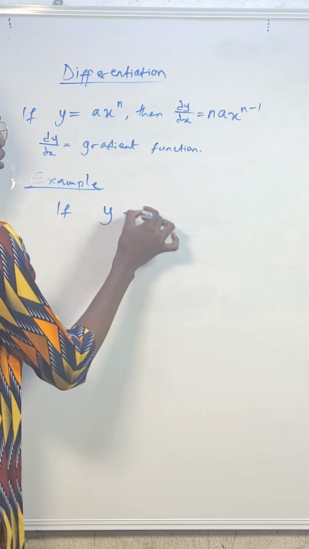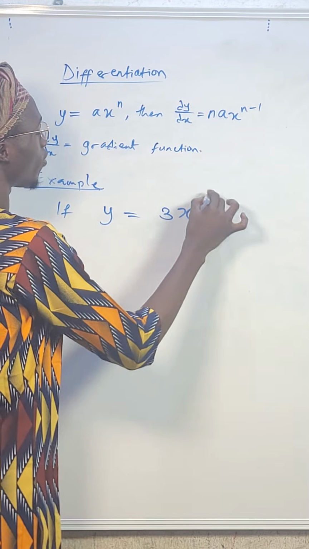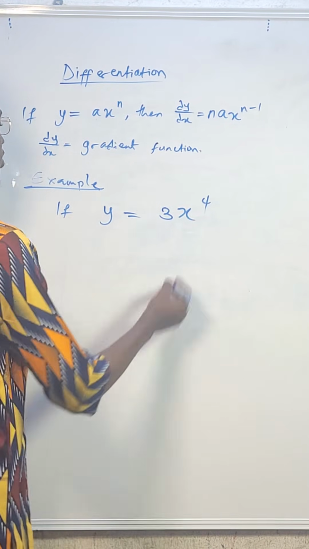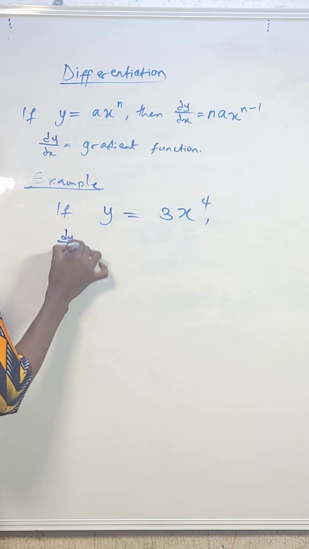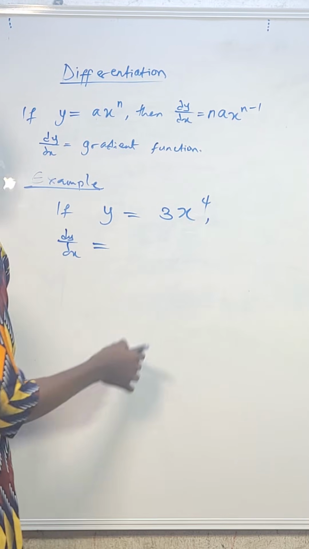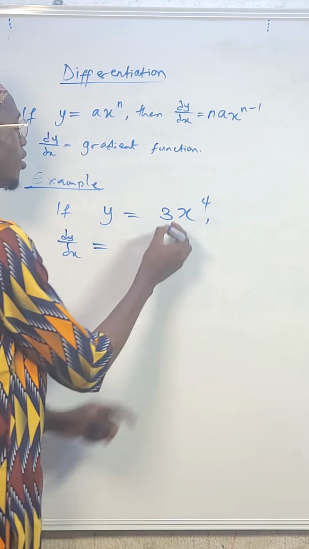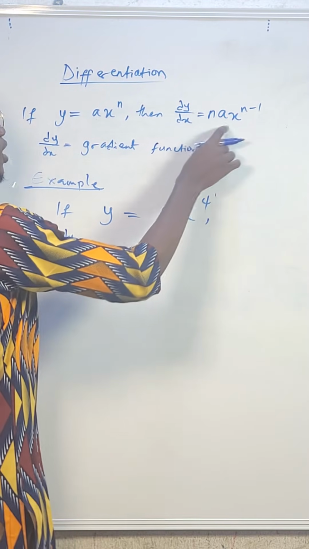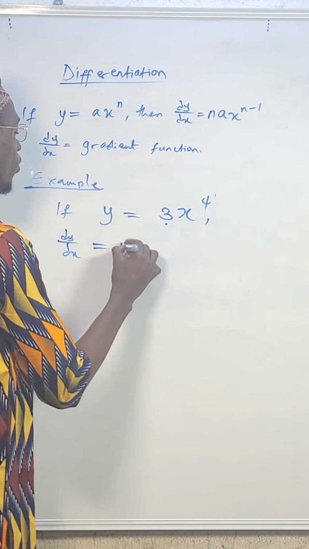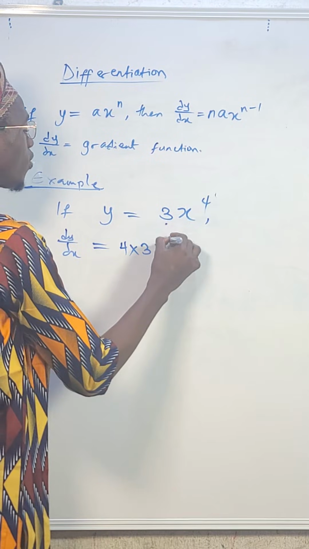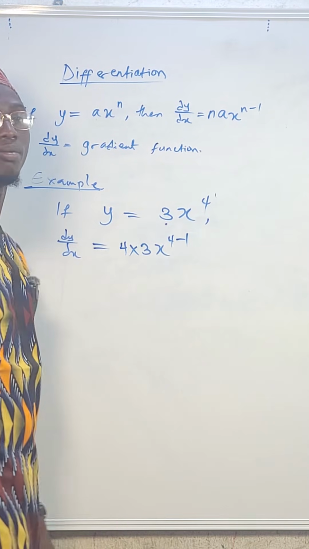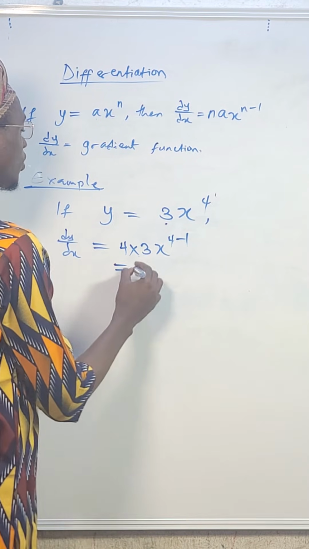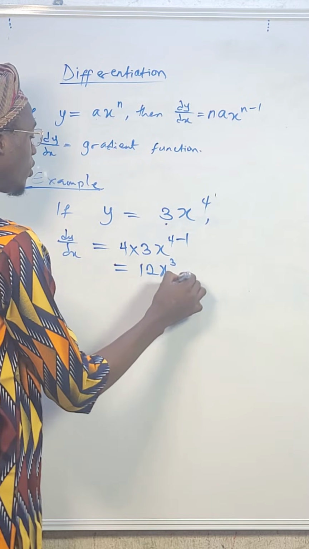If y equals 3x raised to power 4, then what will be dy/dx? Then dy/dx equals, now in this case, this is your a and this is the n, right? So just bring this n down. Just like we have n times ax, that'll be 4 times 3x raised to power 4, then subtract 1 from here, minus 1. So therefore, dy/dx becomes 12x raised to power 3, and that's all.